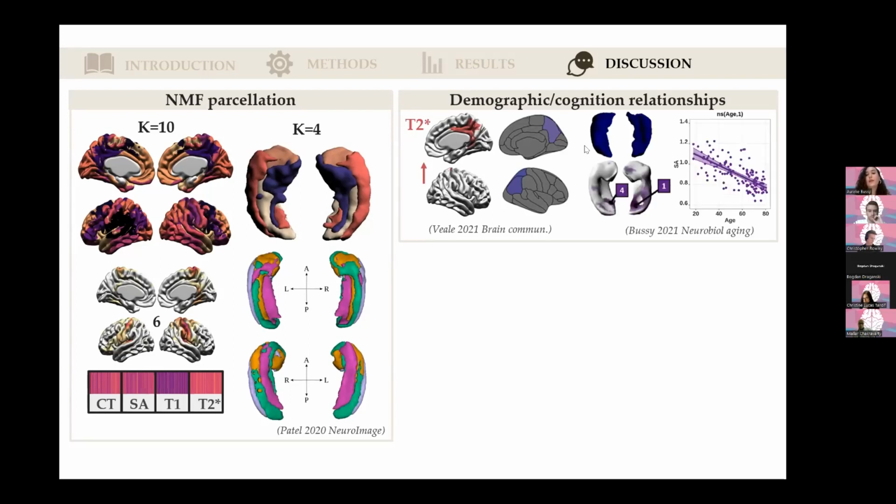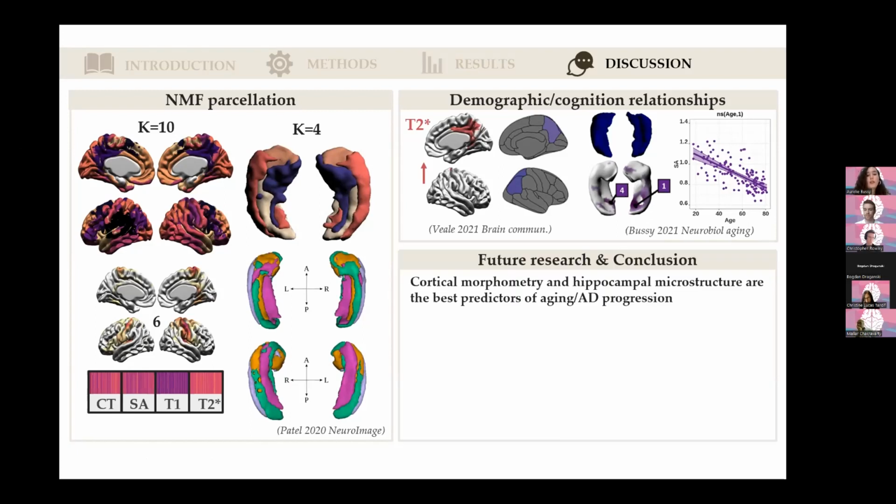And also, if we're looking at the changes that we've seen in the hippocampus, for example, this decrease of volume in the body and tail of the hippocampus, we can see that it's consistent with another study that we did in the lab, showing that there is a preferential atrophy in this region in aging. So overall, we found that cortical morphometry and hippocampal microstructure was the best predictor of aging and Alzheimer's disease progression.